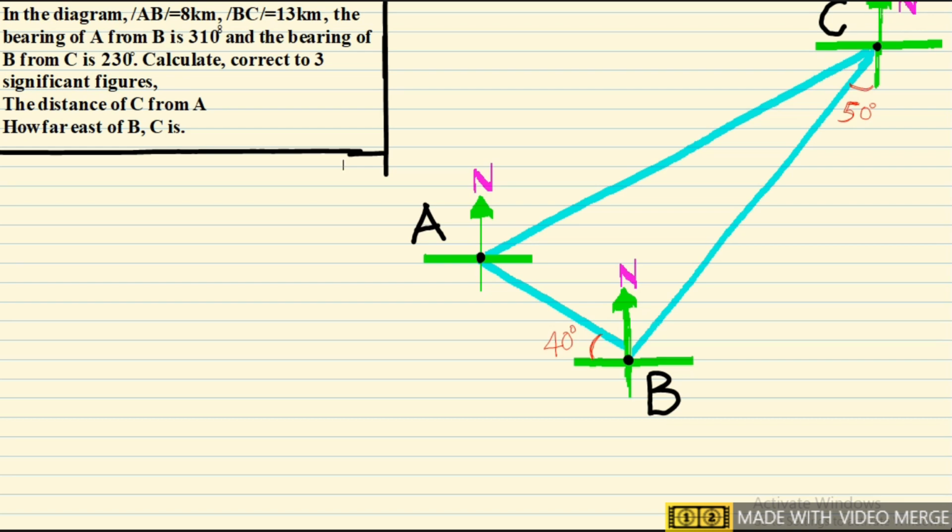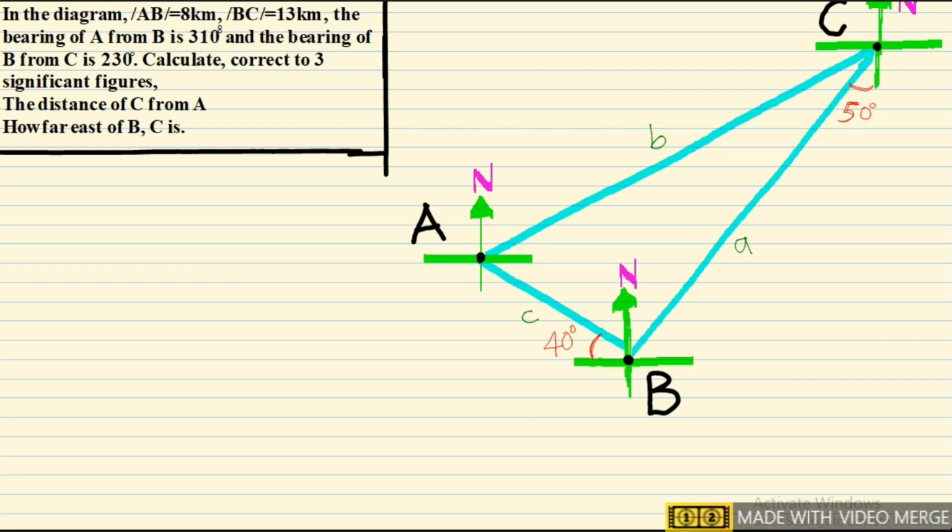Alright, the first question says we should find the distance of C from A. If you were to write the letters, I can write this is capital letter B. The side facing that is small letter b. CA is going to be b, of course. AB will be side c, and BC will be side a, small letter.